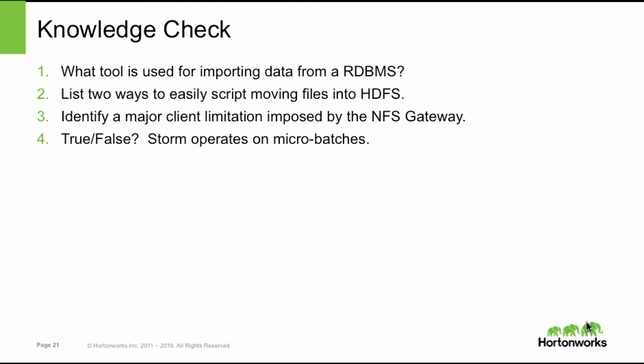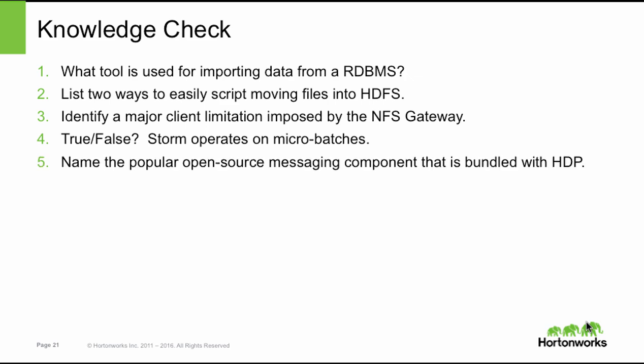Quick true-false question. How about this? Storm operates on microbatches. Well, we talked about microbatches, but actually we talked about them in the context of Spark Streaming. Storm itself works on a tuple, or a row, at a time and processes it that way. And how about the most popular open source messaging technology that we package up together in this big Hadoop distribution? That is Apache Kafka.